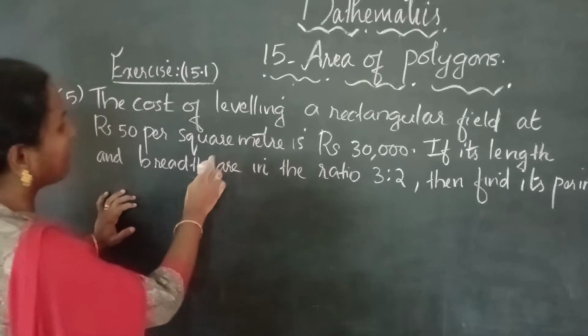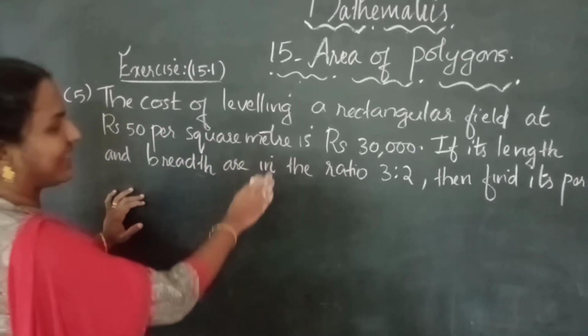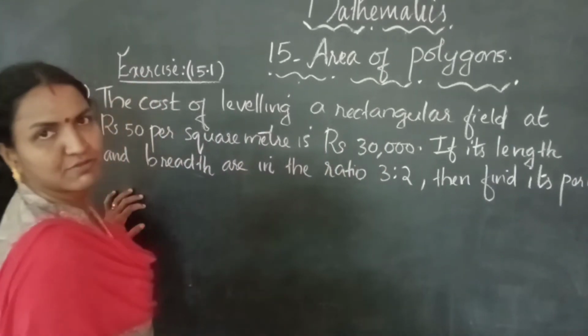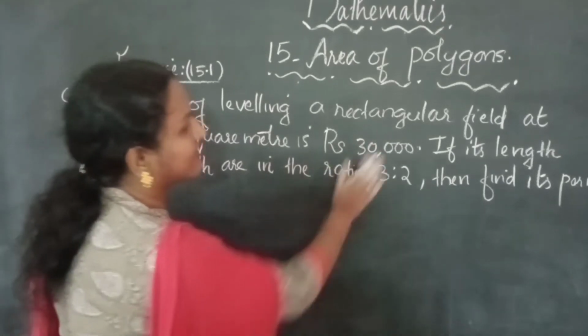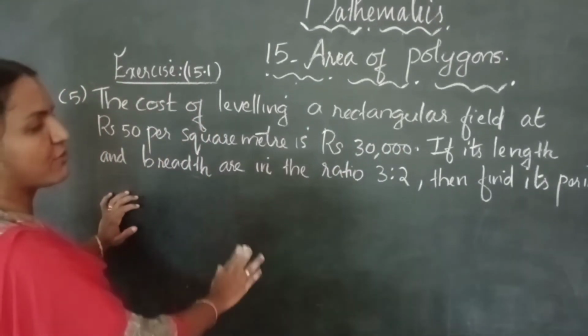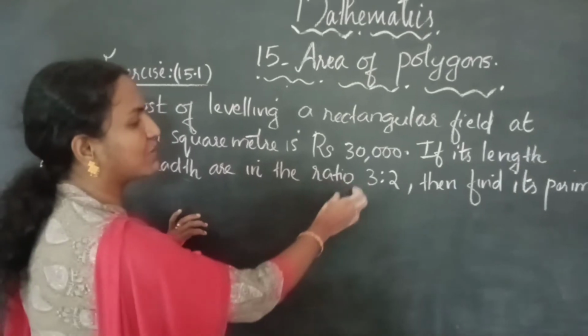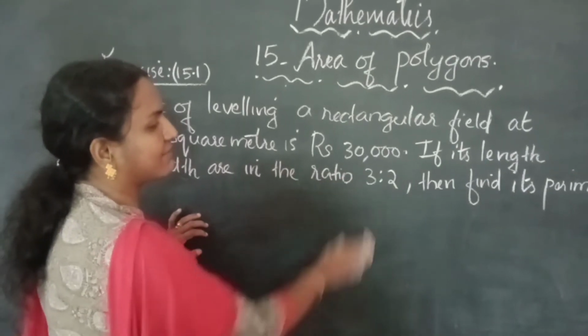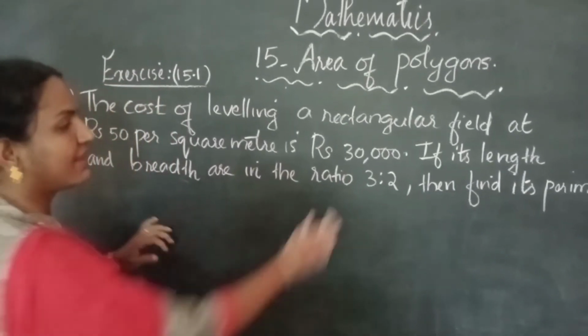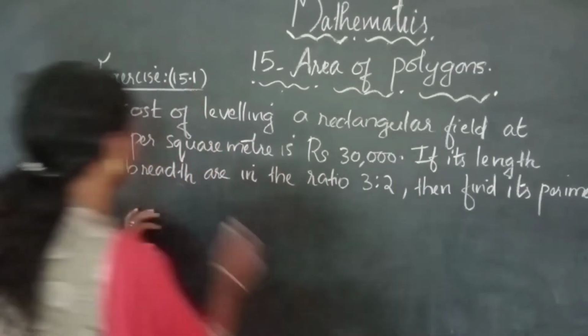So here we have to multiply 50 with area is 30,000. 50 into area is 30,000. We have to find the value of x. After that, substituting the value of x in length and breadth, we get the length and breadth. Then you have to find out the perimeter.